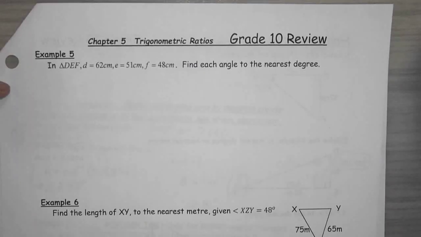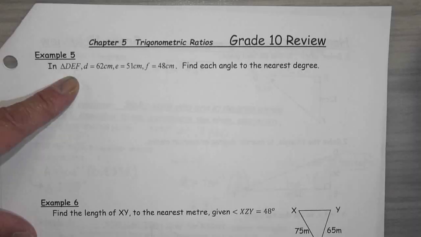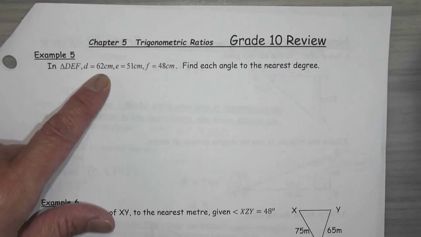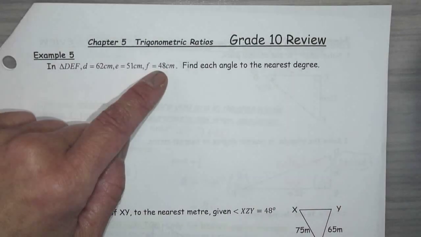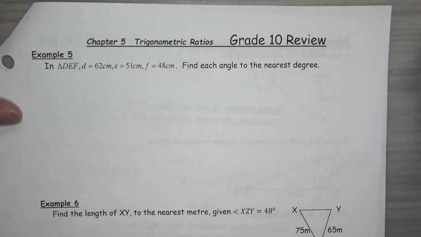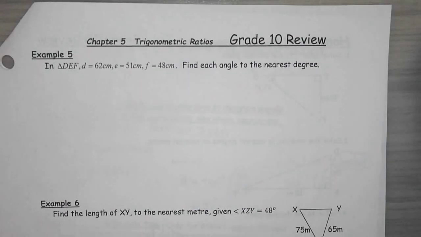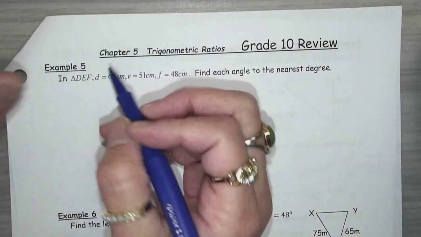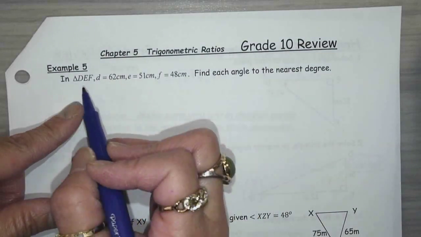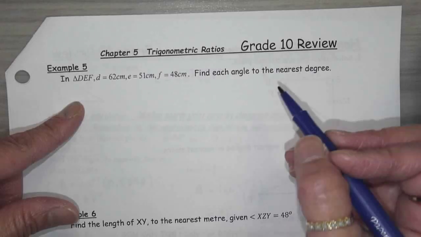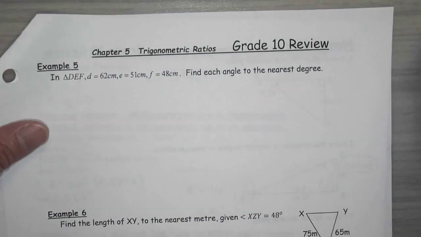For this question here, I want you to draw it first. And like I said, if it doesn't say that it's a right angle triangle, so it just says that D is 62, E is 51, F is 48. You can use lowercase letters to represent the side length, or you can use two letters, so you can say AB. In this case, they're using the lowercase because it matches the D, E, F here. They're doing that on purpose. So if it doesn't say that it's a right angle triangle, assume that it is not.